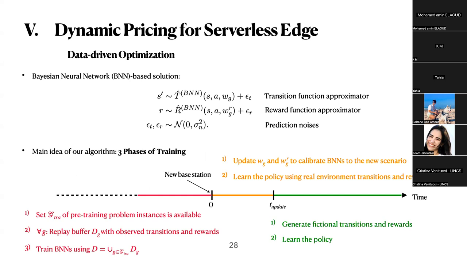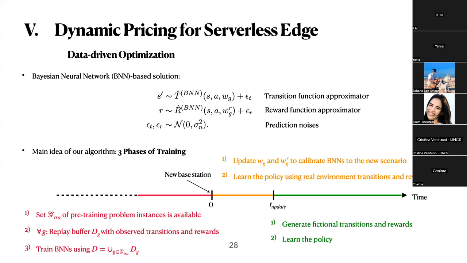To solve this problem, we use Bayesian neural networks to approximate the transition function and the reward function. We can approximate the next state with T hat BNN, which approximates the transition depending on the old state, the action, and the parameter of this transition function approximator, and also the reward with the same principle. The main idea of our algorithm is to have three phases of training. One phase is before the deployment of the new edge node. Before all that, we assume that in the past we had a set of pre-training problem instances, and we construct the replay buffer for each scenario with transitions and rewards, and then we train these BNNs, these approximators, using the union of all the replay buffers.